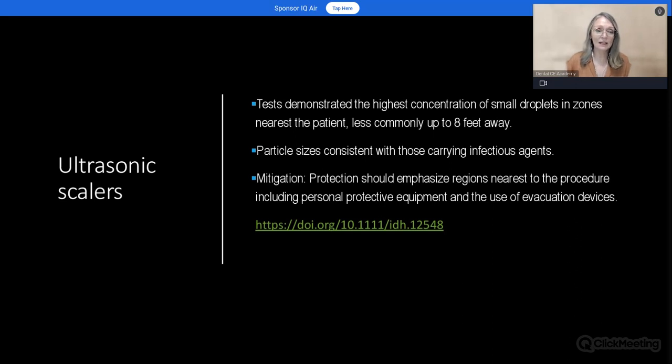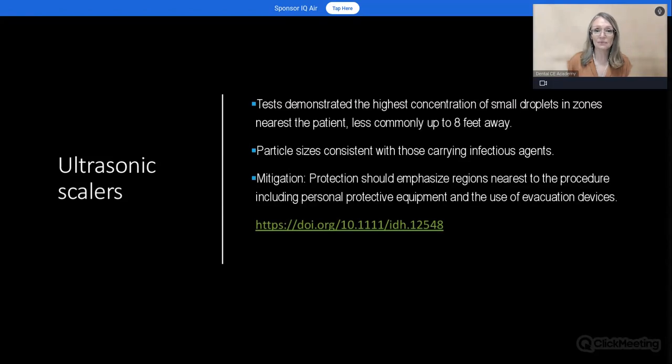Now, when we look at first our ultrasonic scalers, many of you may recall early on in the pandemic there was quite a bit of emphasis on ultrasonic scalers because the tests demonstrated the highest concentration of small droplets in zones nearest the patient, less commonly up to 8 feet away, emitted by these ultrasonics. Particle sizes were consistent with those that carry infectious agents.